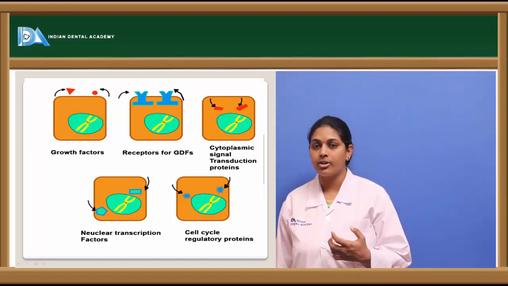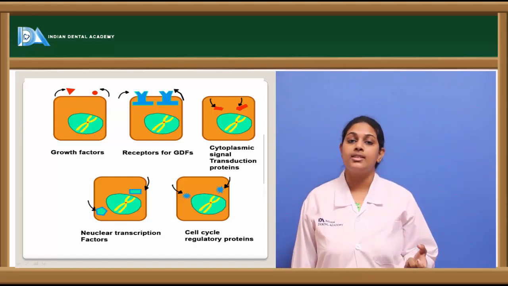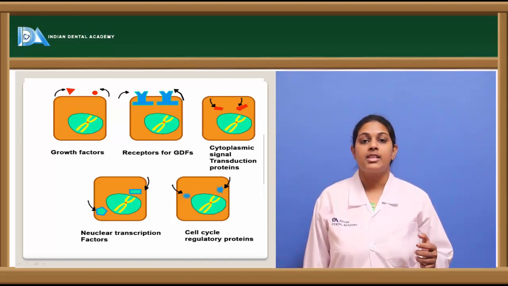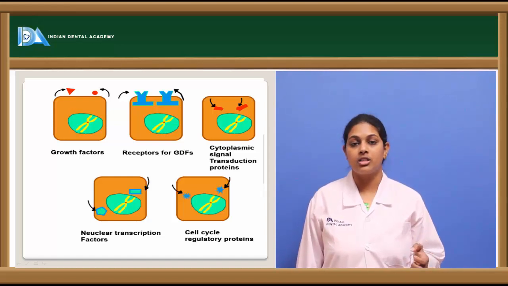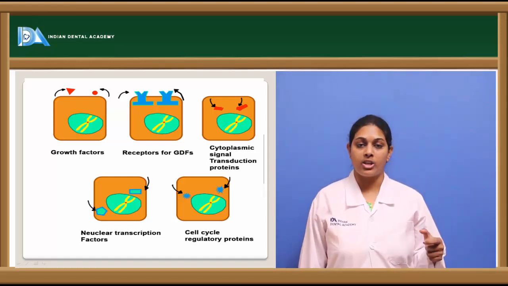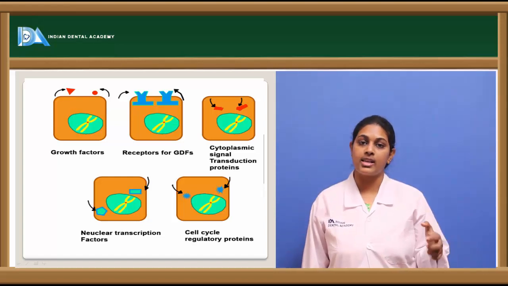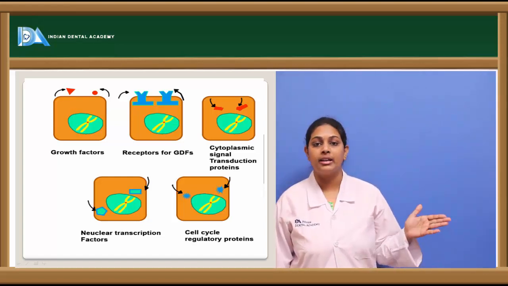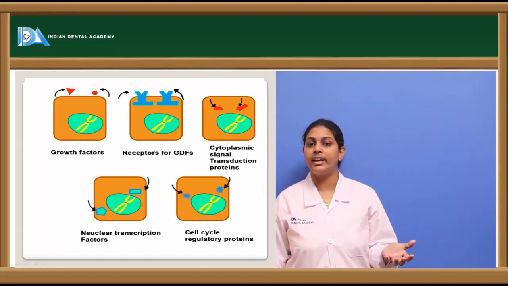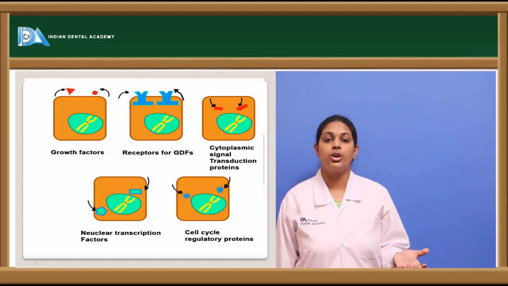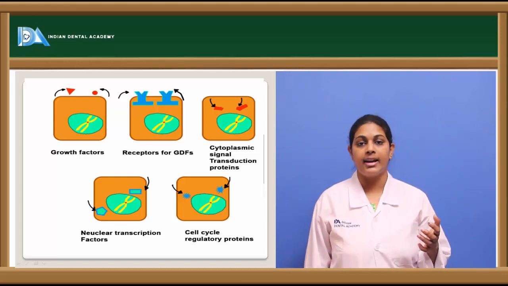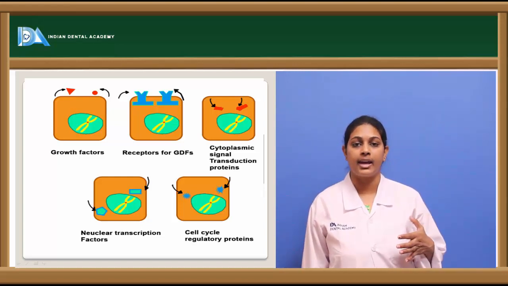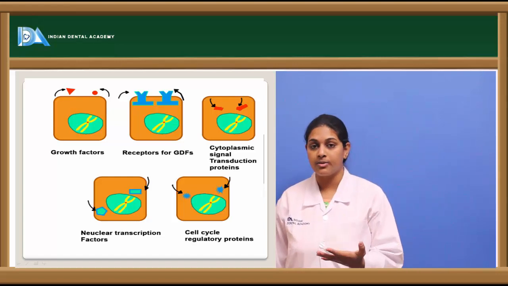Coming to the cell cycle regulatory proteins, as we know, the cell cycle is regulated by cyclin dependent kinases as well as cyclins. These are so termed because they are synthesized during the cell cycle as well as degraded during the cell cycle. So they are known as cyclins and cyclin dependent kinases. These are enzymes which regulate the process of the cell cycle, which will be discussed further.